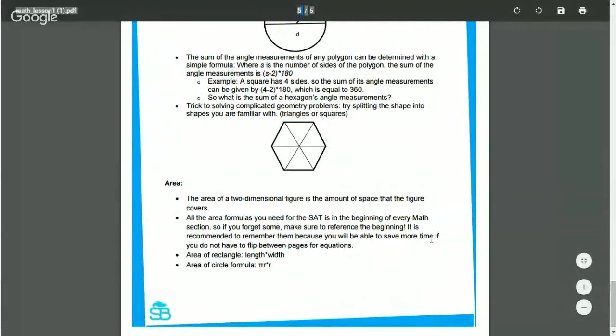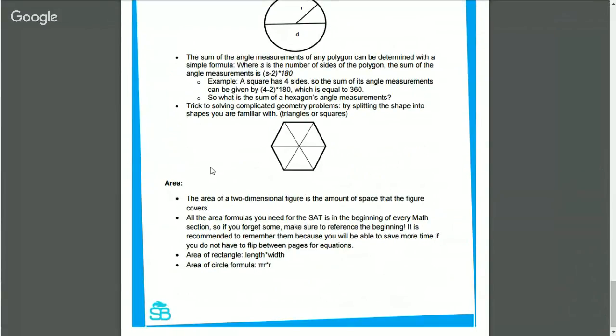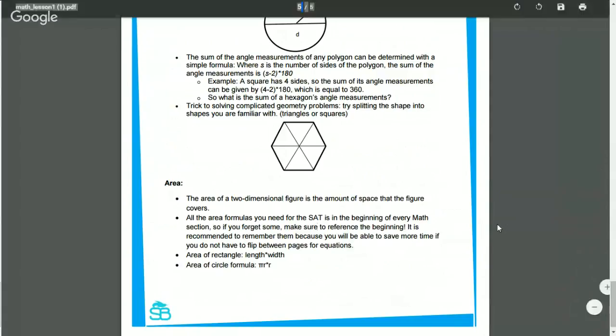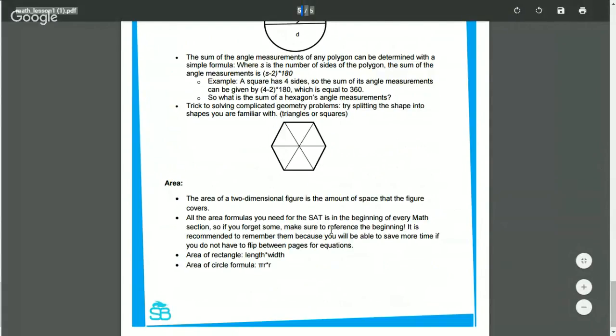As mentioned here, it is recommended to remember them because you will be able to save more time if you do not have to flip between pages for equations. So try to memorize all the equations as much as you possibly can. It saves a lot of time.